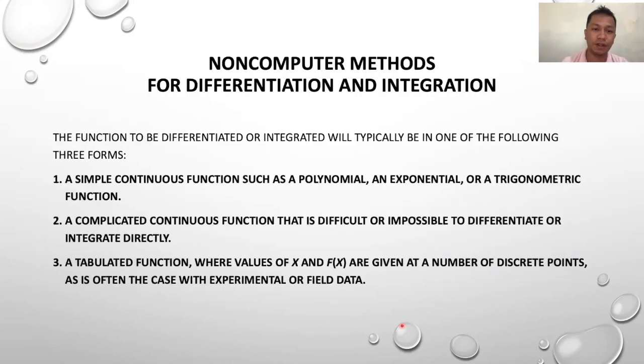Non-computer methods for differentiation and integration. The function to be differentiated or integrated will be typically one of the following three forms. So first is the simple continuous function such as a polynomial, an exponential, or a trigonometric function. Second, a complicated continuous function that is difficult or impossible to differentiate or integrate directly. Third, a tabulated function where values of x and f of x are given at a number of discrete points, as is often the case with experimental or field data.